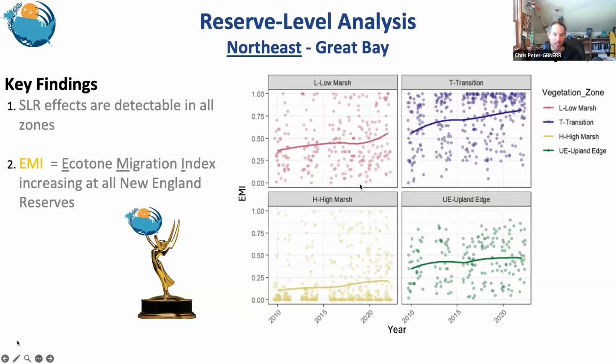So getting back into New Hampshire and the results, here's EMI on the y-axis, time on the x. These are four different zones, and they're all increasing. And that is all signs of sea level rise. I did also want to mention that New England is increasing at the second fastest, or not increasing, I would say, it's showing the second greatest signs of change across the system.